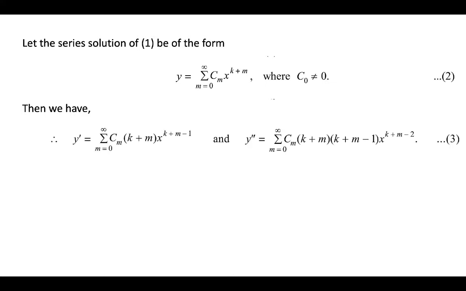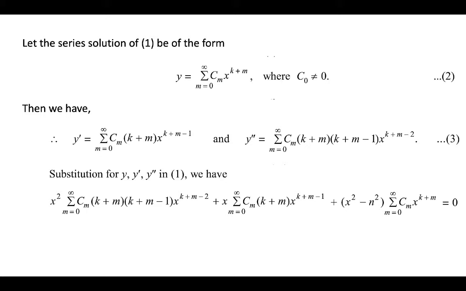Then the Frobenius series solution of equation 1, the given equation, will be of the form y = Σ (m from 0 to infinity) c_m x^(k+m), where the coefficient c0 is not equal to 0. Here m is the variable of summation. Then we can find the derivatives y' and y'' as follows. Substituting these values of y' and y'' in the given equation, we have a relation of this form.